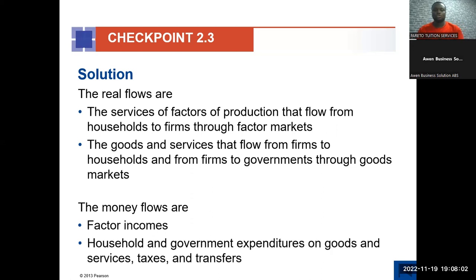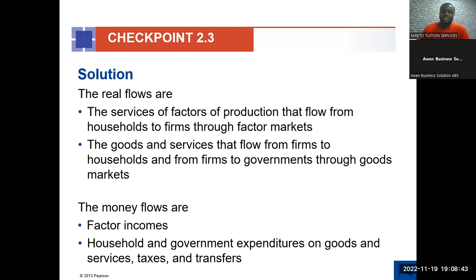So you go to the factor market, the real movement there will be the factors of production, and the money there is going to be the factor incomes that the firms pay the households. And when you go to the goods market, the goods and services that the firms are selling to the individuals and the government are the real aspect. The expenditure that the households and the government incur on the goods and services will be under the money.